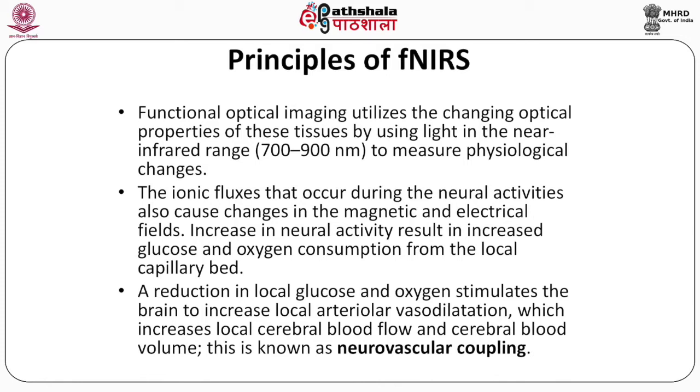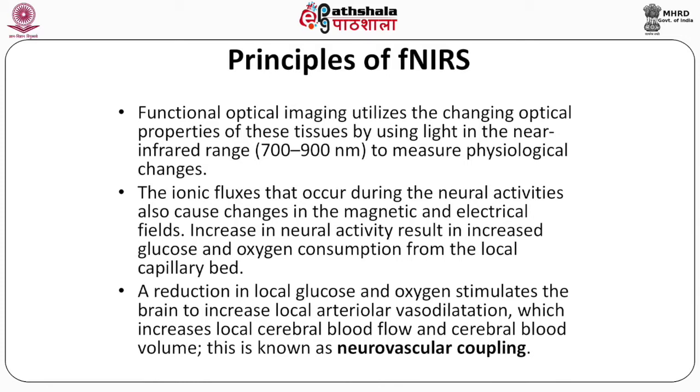So, functional optical imaging utilizes the changing optical properties of these tissues by using light in the near infrared. This word will come again and again in this module. The near infrared range means 700 to 900 nanometer to measure physiological changes. The ionic fluxes that occur during the neuronal activities also cause change in the magnetic and electrical fields in the brain.